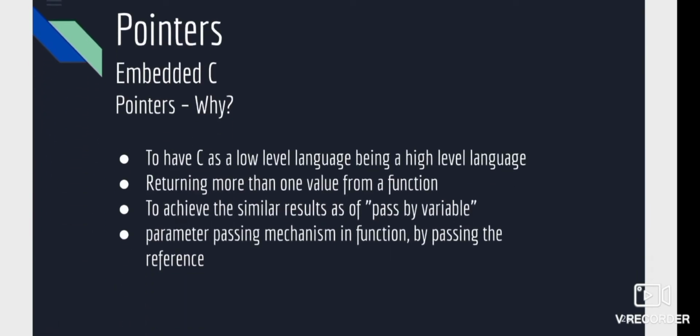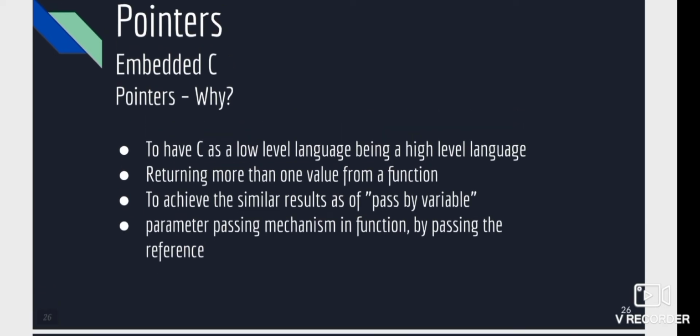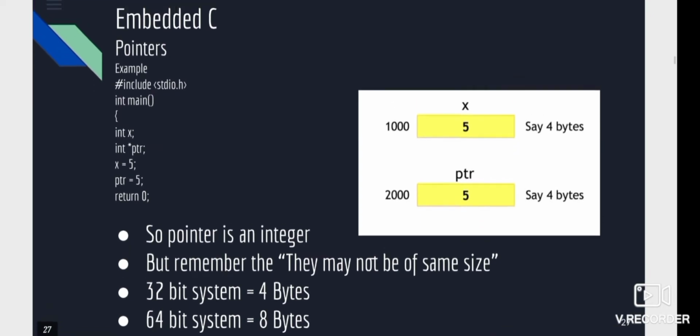Pointers. Why should we use pointers? To have C as a low level language despite being a high level language, for returning more than one value from a function, to achieve similar results as pass by value, and as a parameter passing mechanism in functions by passing the reference. This is a pointers example C code.